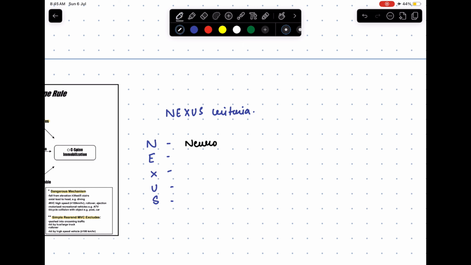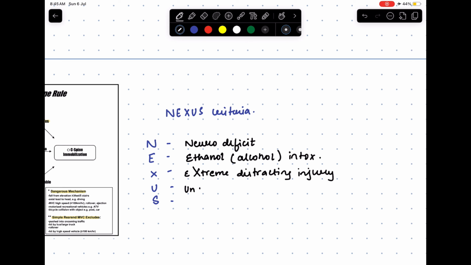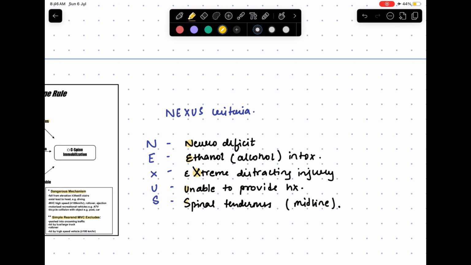So first is N for neurodeficit. The second one is E, ethanol ingestion or alcohol intoxication. The third is X, that is extreme distracting injury. U is the patient is unable to provide you history, which signifies altered mental status. And then S is spinal tenderness on the midline. This is the NEXUS criteria.